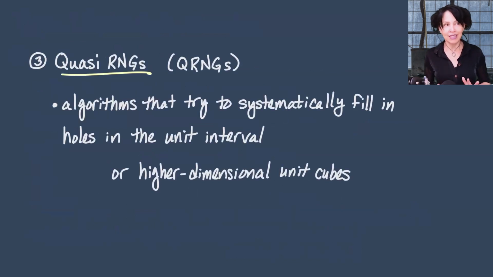So this will make more sense next time when we see an example of these holes that are being left by pseudo-random number generators. And at that time, I will mention the quasi-random number generator one more time, but we're really not going to go into it.